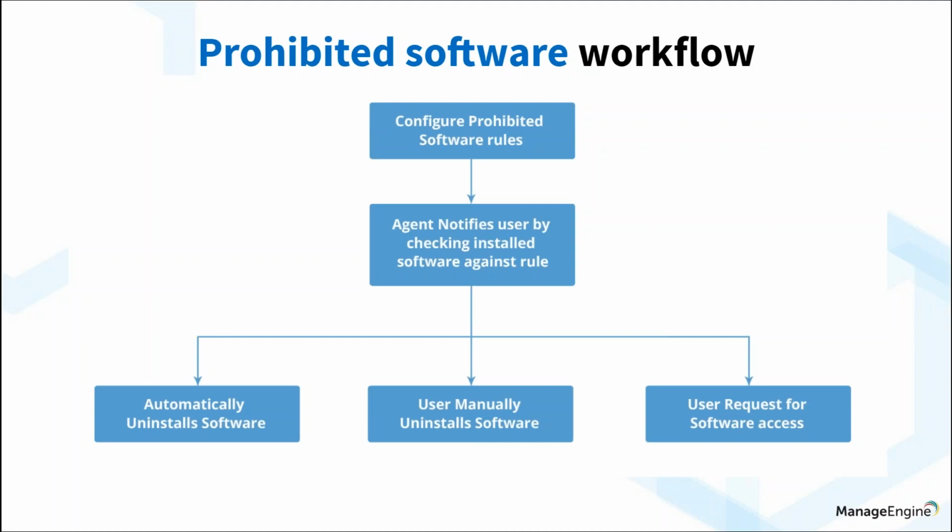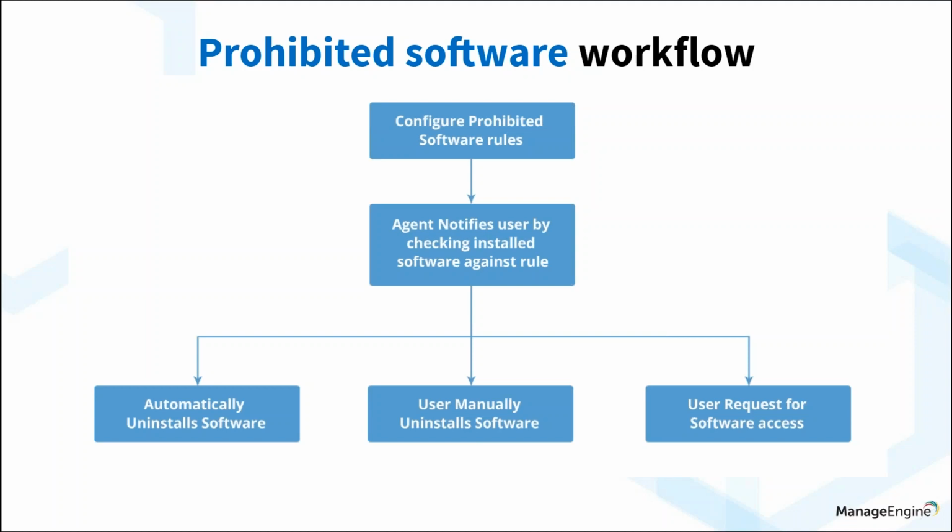And John has the ability to have this software automatically uninstalled from the console. Using the notification, he can let the end user uninstall the software manually. Say sometimes, some users have this particular software on a request basis, and they have a valid reason to use them. They can also send a request to John saying that they need this application.